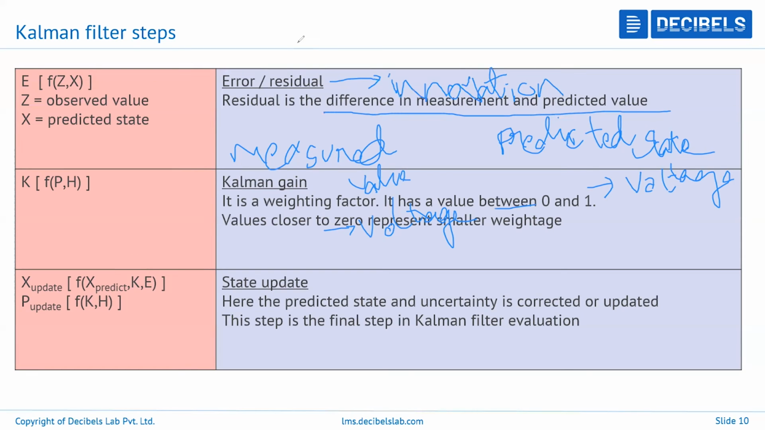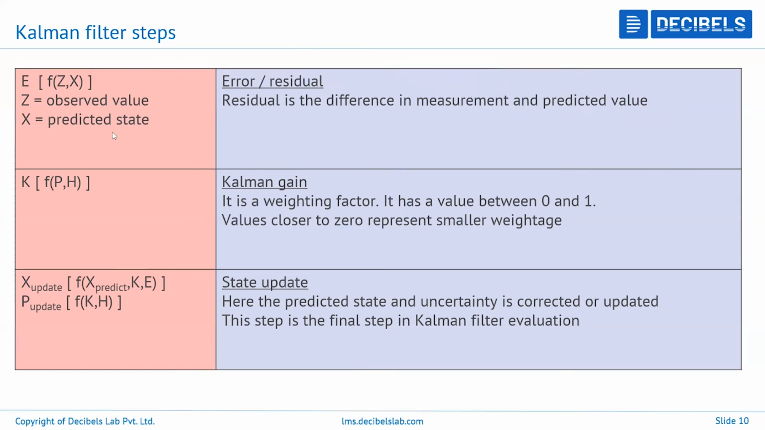Okay. So once we are done with error, you can see error is a function of the observed value versus the predicted value. The predicted value comes from the predicted state and the observed value comes from the measurement sensor. For example, a voltage sensor will tell you the approximate voltage of the particular cell at this given time. Okay. So next we come to Kalman gain.